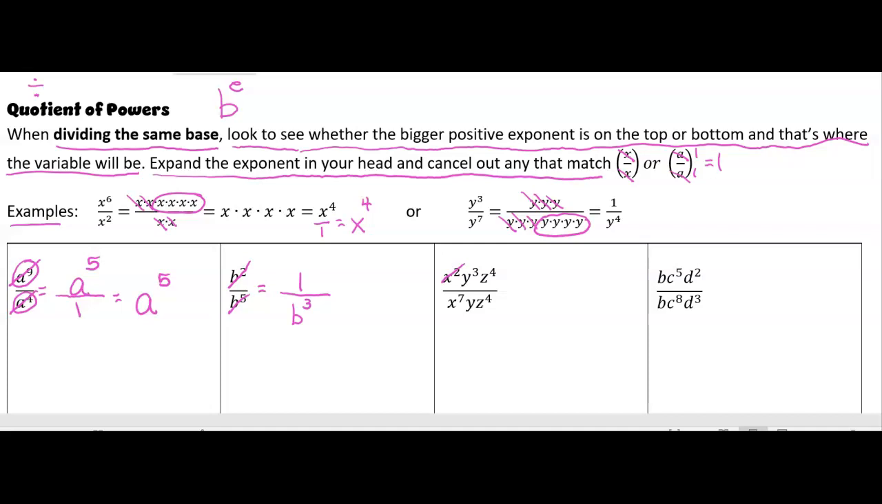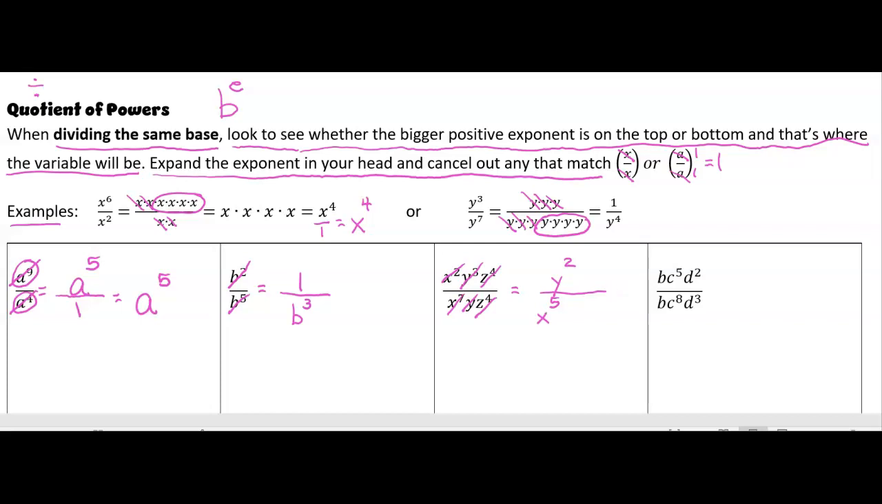Okay, x to the 2nd over x to the 7th. The 2 x's in the top cancel out 2 x's in the bottom. That would leave me with x to the 5th in the bottom. I'd have 5 x's left in the bottom. Now let's do the y's. There's only one y in the bottom. That's y to the 1st. It cancels out one of the y's in the top. That would leave y to the 2nd in the top. I'd have 2 y's left. They'd be in the top. Z to the 4th over z to the 4th, they just cancel, and that's all.